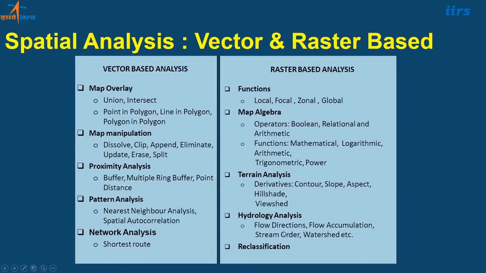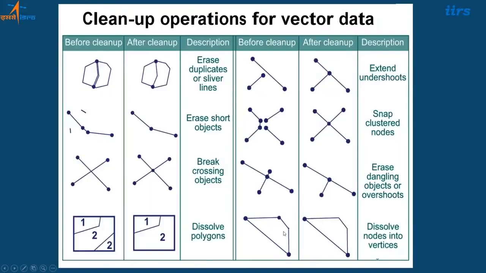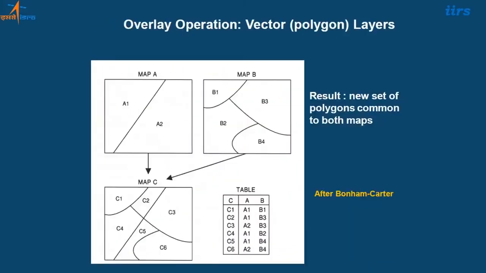Now I will move this part here. Let us take one example: overlay operation for the layers. Here I have one map, map A, and this is another map, map B. This is one vector map, you can say. This is one boundary, some feature A1 and some feature A2. In map B, I am having 4 features.